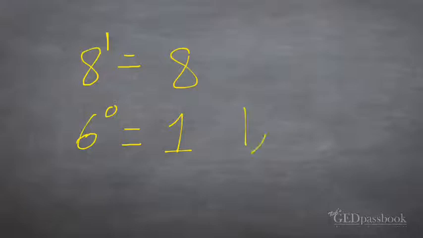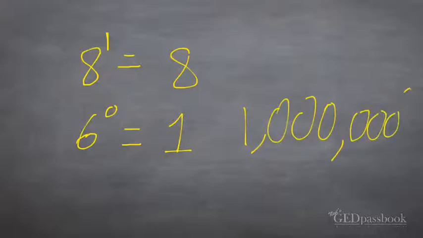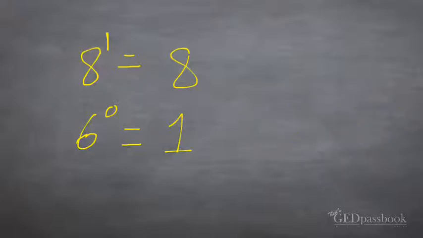I'll do you one better. $1 million to the power of 0. You know what it is? It's 1. It's 1. So that's a very, very important note to take home with you.